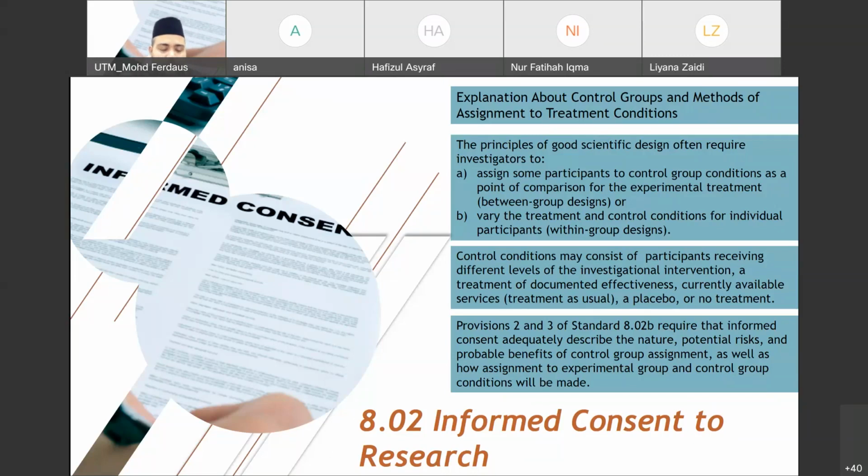We're just informing them how we are going to assign them, and whether they are going to receive different treatments or similar treatments to all participants.